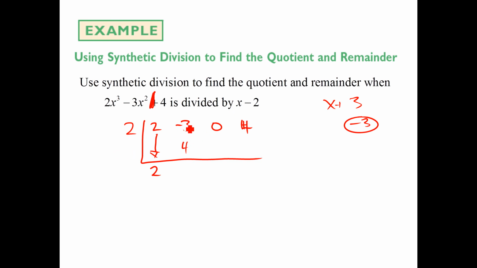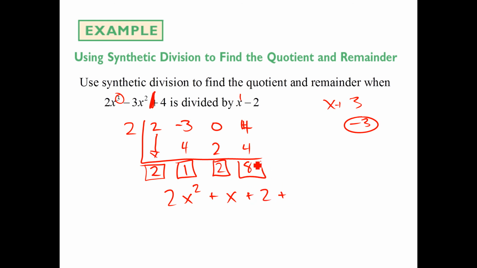So in synthetic division, you add down. Negative 3 plus 4 is 1. 2 times 1 is 2. 0 plus 2 is 2. 2 plus 2 is 4. 4 plus 4 is not 0, doesn't cancel, 8. What's our answer here? 2x, we started with cubed. We divided by x to the first, so 2x squared. Plus 1x. Plus 2 plus, here's our remainder, 8 over x minus 2.